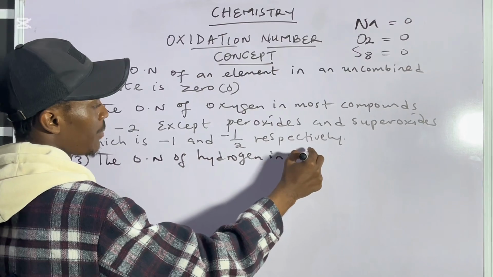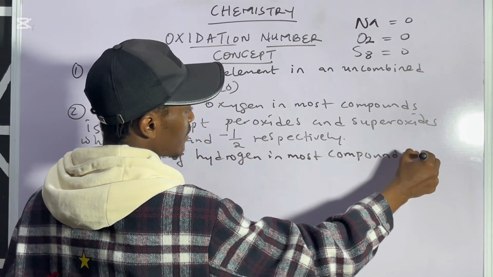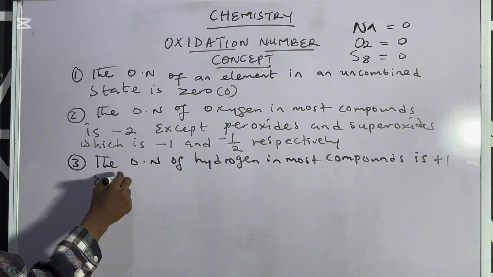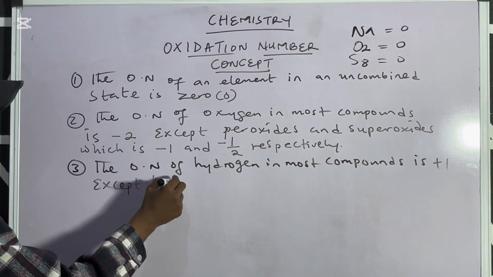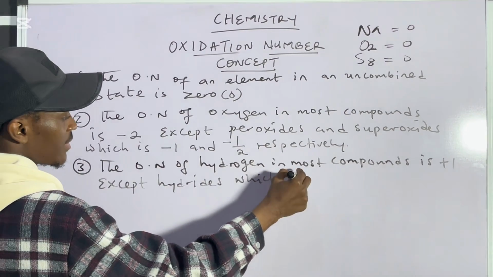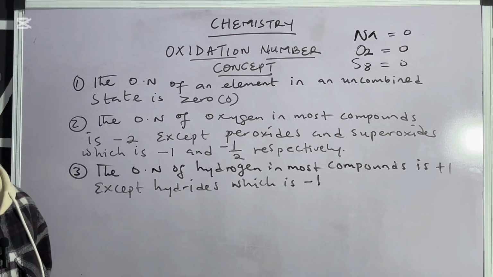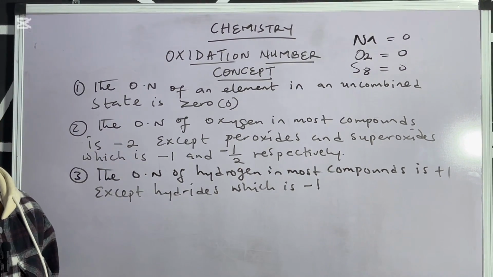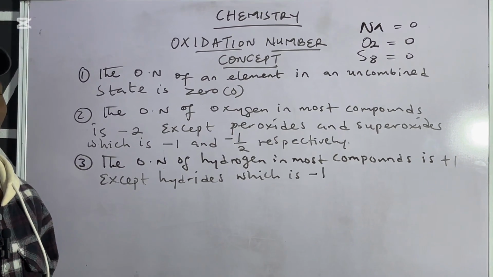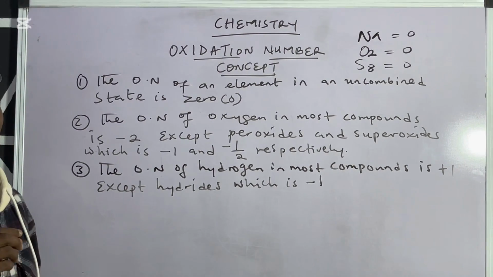Alright, so rule 3: the oxidation number of hydrogen in most compounds is +1, except hydrides, which is -1. Now what are hydrides? Hydrides are simply compounds formed when hydrogen combines with metal or metals. Now it could be a single metal or more than one metal. Alright, such a compound that is formed is called a hydride.